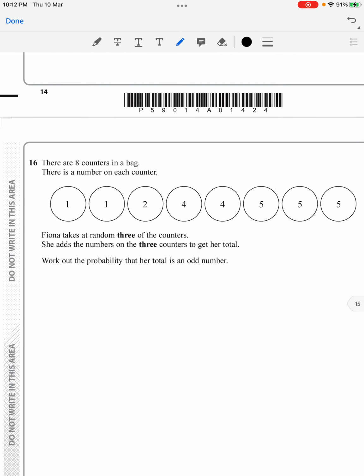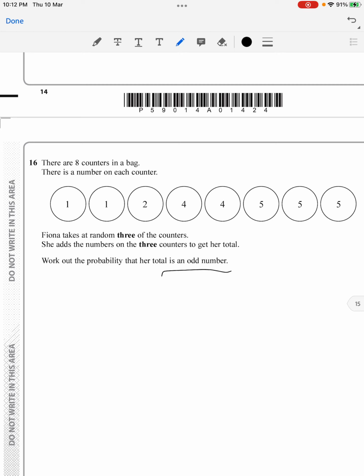Next question, there are 8 counters in a bag. Oh, probability. Probability is just an amazing subject. Just amazing, right? So Fiona takes at random 3 of the counters. She adds the numbers on these 3 counters to get her total. Work out the probability that it's an odd number.